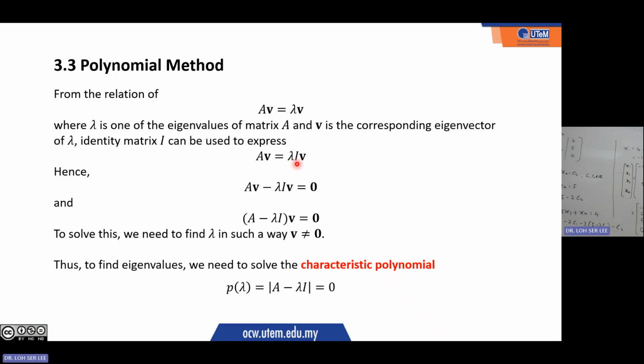We have to multiply an identity matrix to this part. When you multiply by the identity matrix, the output is still the same. Lambda v is still the same as lambda I v. But when you move this to the left and you factorize the v, now this is a matrix. This is also a matrix. Lambda multiplied into the identity matrix, so this is a matrix. So now this is valid, because it is matrix minus a matrix.